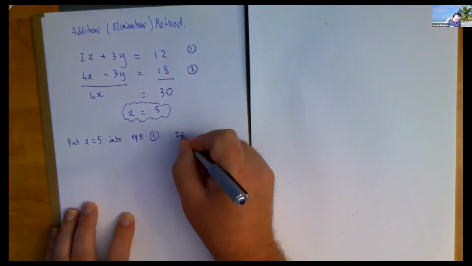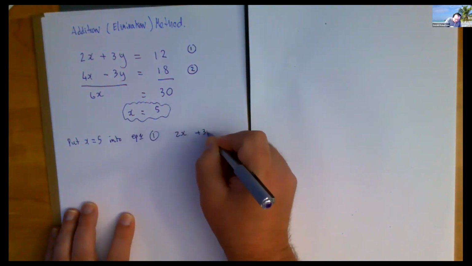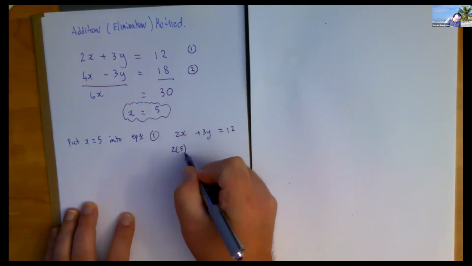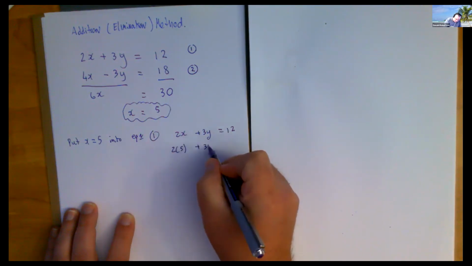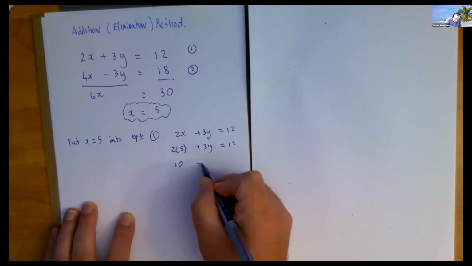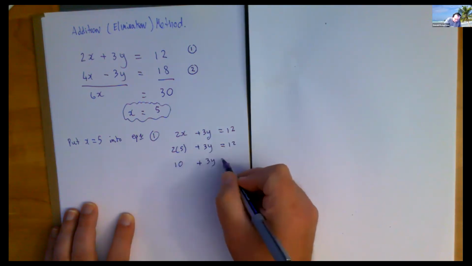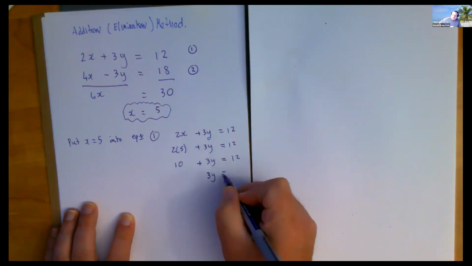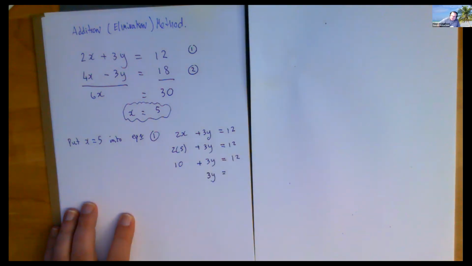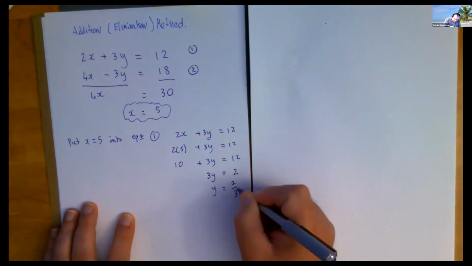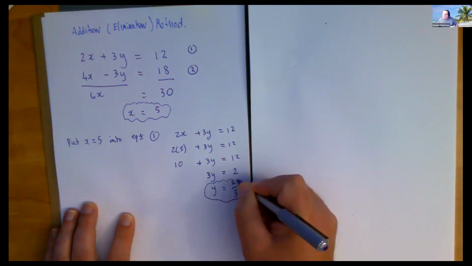So 2x plus 3y is equal to 12. But now we know that x is 5, it becomes 2 lots of 5 plus 3y equals 12. And that becomes 10 plus 3y equals 12. And then as long as you do it to both sides, it's okay rule. So can't we just subtract 10 from both sides? And I know we probably don't like fractions, but they're not the worst fraction in the world. Would you agree? You just divide both sides by 3 and you get the answer 2/3.